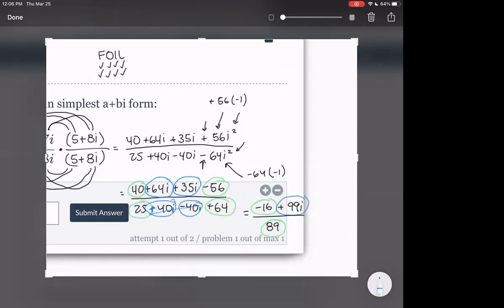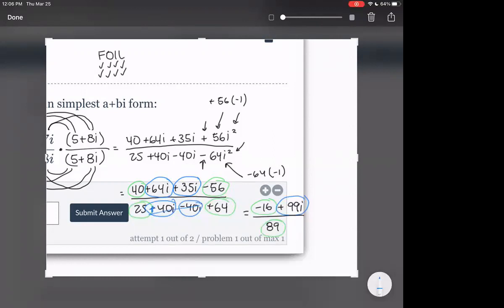And that was the purpose, right? We don't want the i on the bottom. We don't want imaginaries on bottoms of fractions. So that's why we multiply by the conjugate, so that you will get them to cancel out. That is the whole purpose of using the conjugate. Use the conjugate so that the i pieces will cancel each other out.